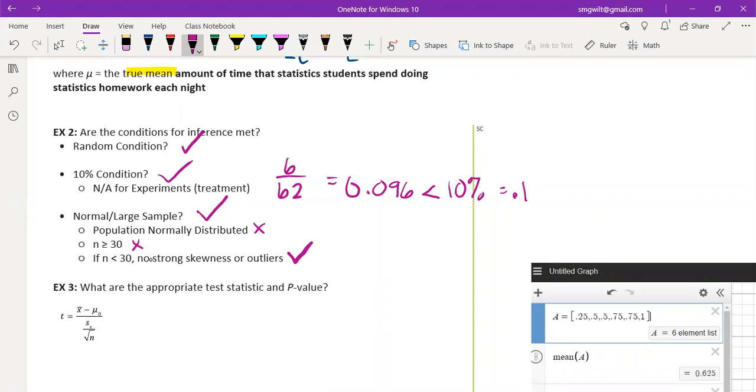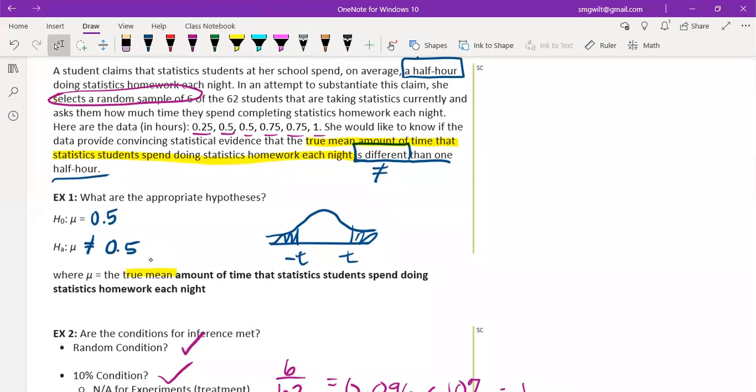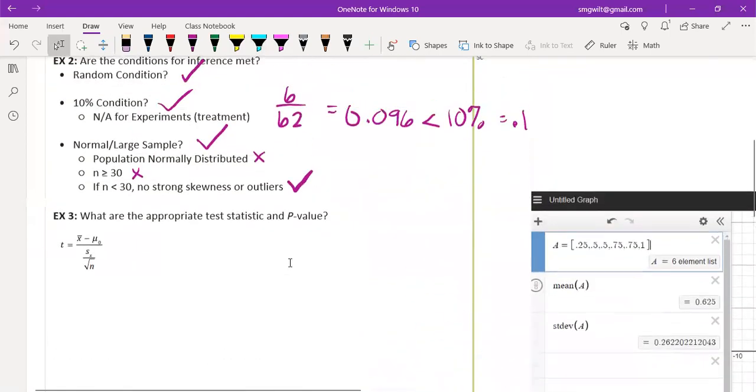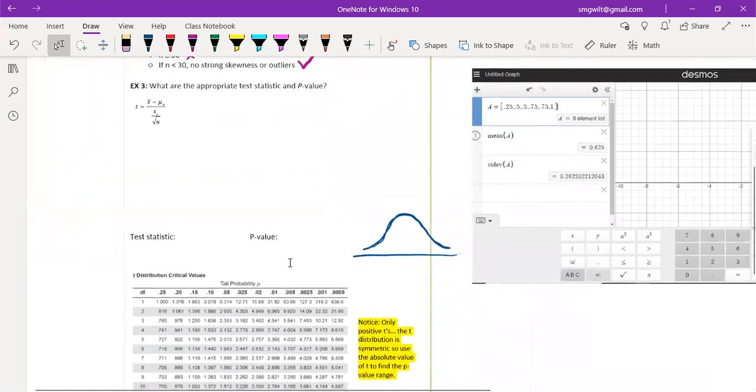Examples 3 and 4 are going to have us find the test statistic and p-value, and then tell whether we're going to fail to reject or reject our null hypothesis based on that p-value. So in this problem, because they gave us a data set, the way that you want to do this is to go into Desmos and enter that data set. I know that I have a sample of 6, so I should have a 6-element list when I enter it into Desmos.